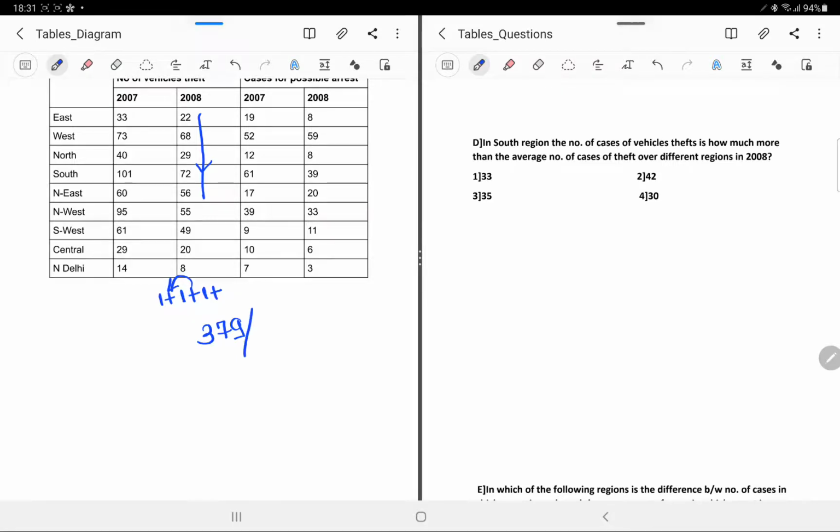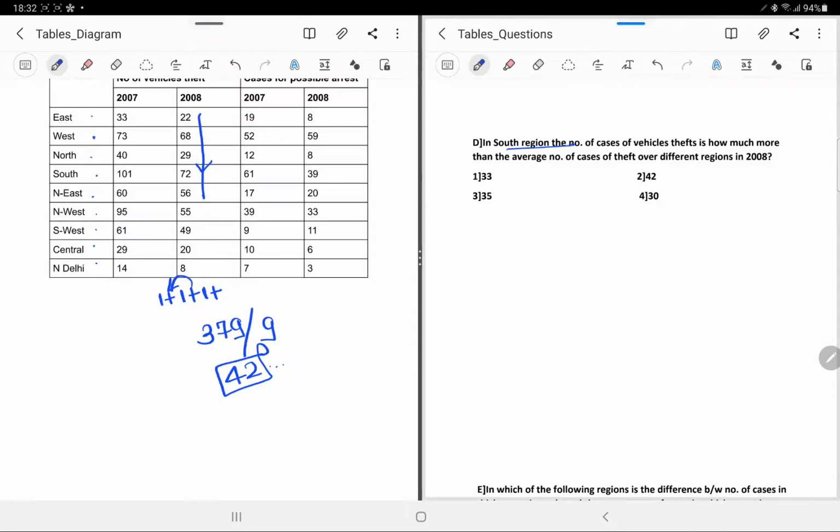Now what is the average of this? So you have 1 2 3 4 5 6 7 8 9. Now if you divide it by 9, this would be somewhere close to 42 something.